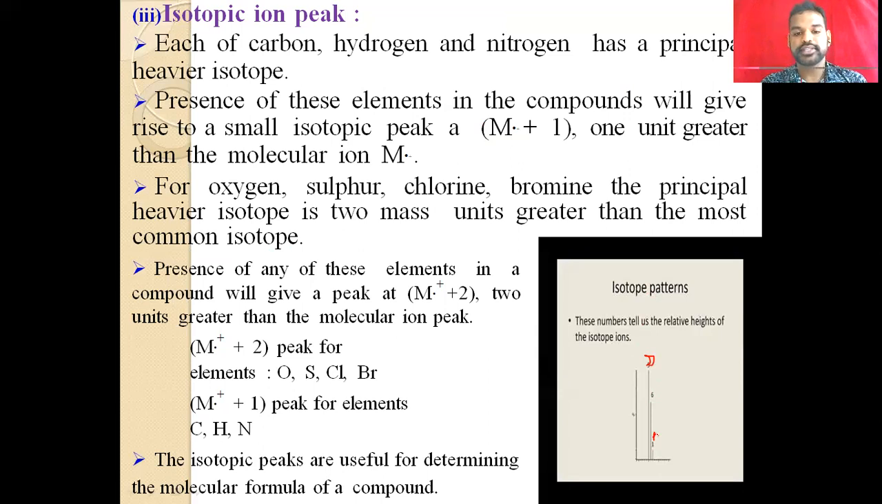In the picture you can see the isotopic peaks are useful for determining the molecular formula of the compound. Identifying the molecular formula is very important here. For example, carbon and hydrogen have their own isotopic peaks, so we can easily identify their molecular formula. So that is about the isotopic peak.